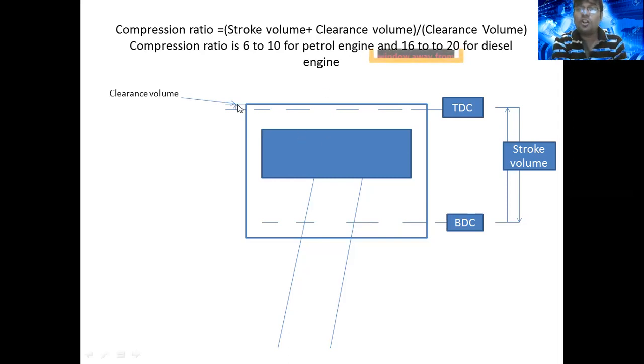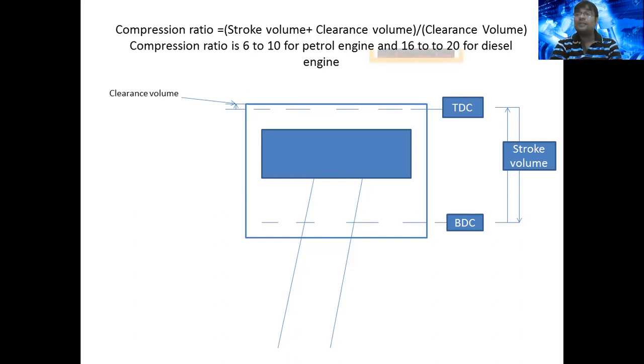And there is a small space left between the top dead center and the cylinder top. That small space is known as clearance volume. What is clearance volume? See, this is the top of the wall of the cylinder and this is the top till where the piston moves. That small space which is left is known as clearance volume.